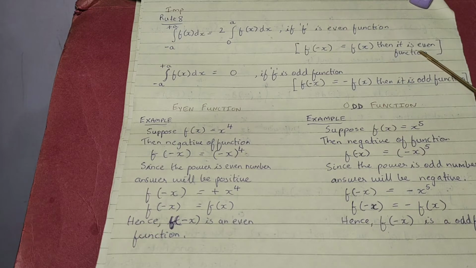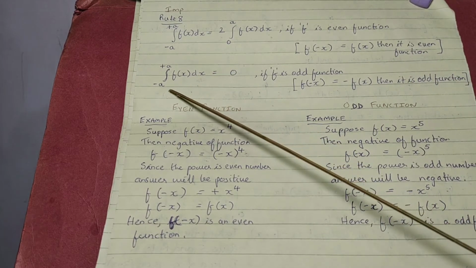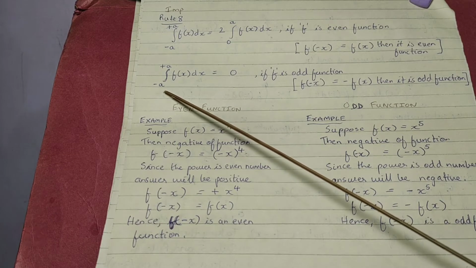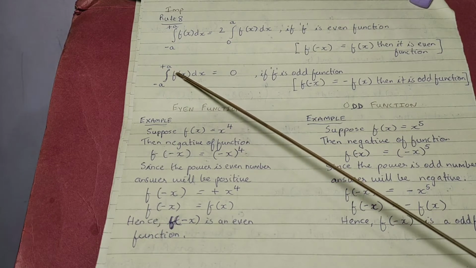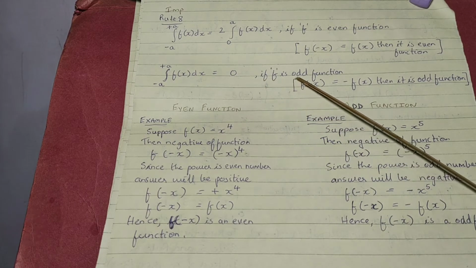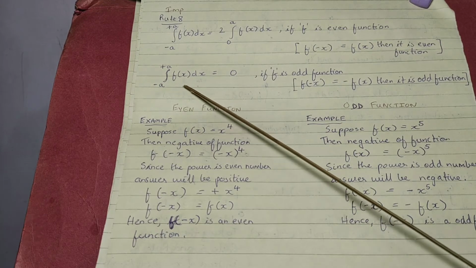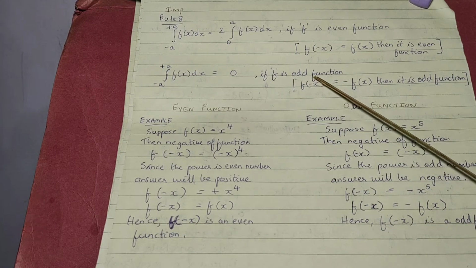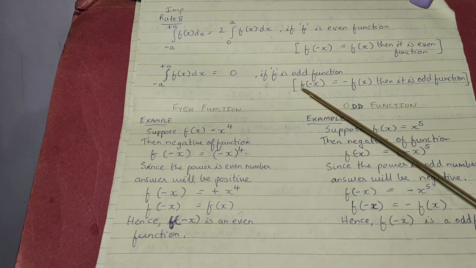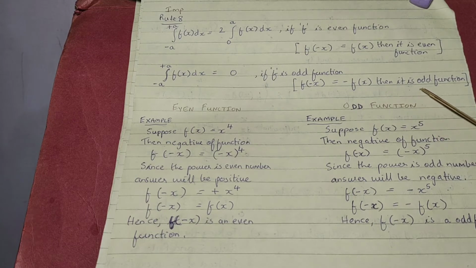Okay, then it is an even function. Now the same case, where the lower limit is minus a and the upper limit is plus a, the integral of f of x dx is equal to 0 if the function is odd. It means this whole term will be 0 when the function is odd. When the function is odd, f of minus x will be minus of f of x, then it is an odd function.